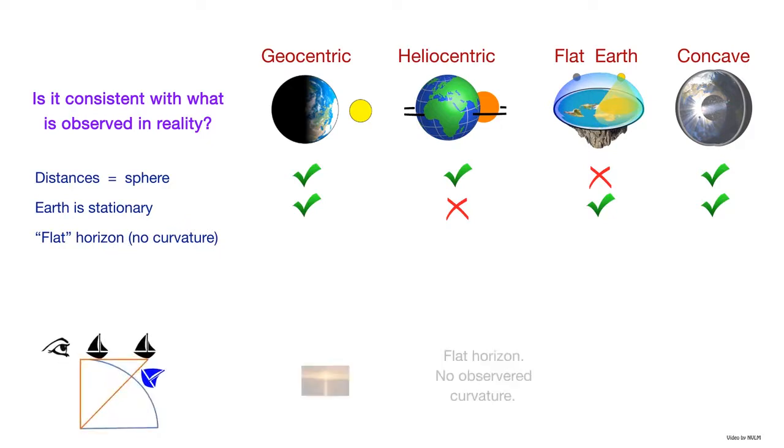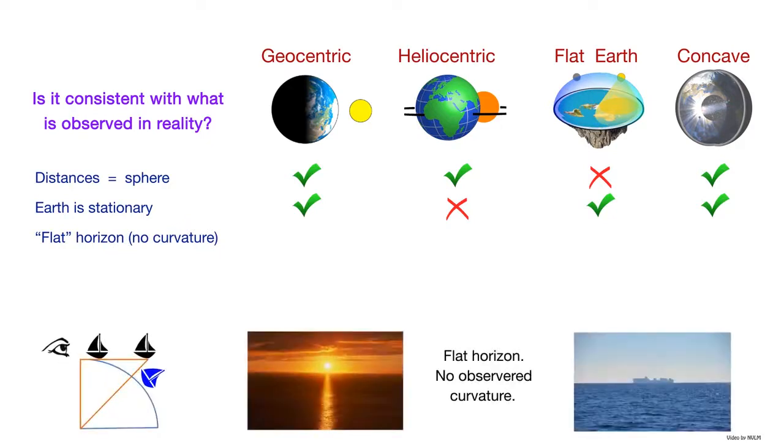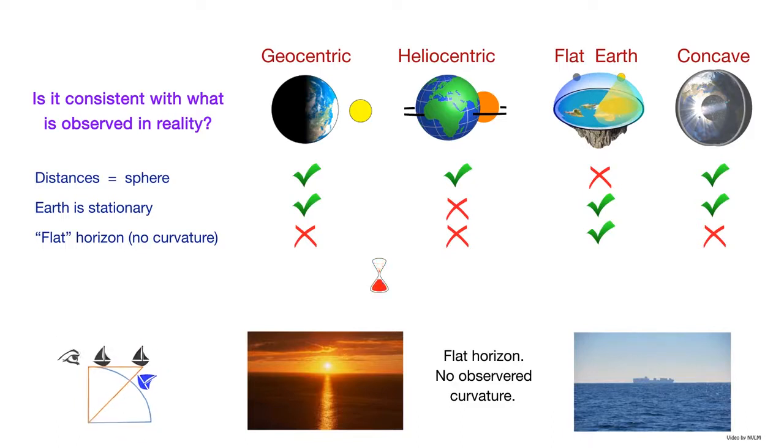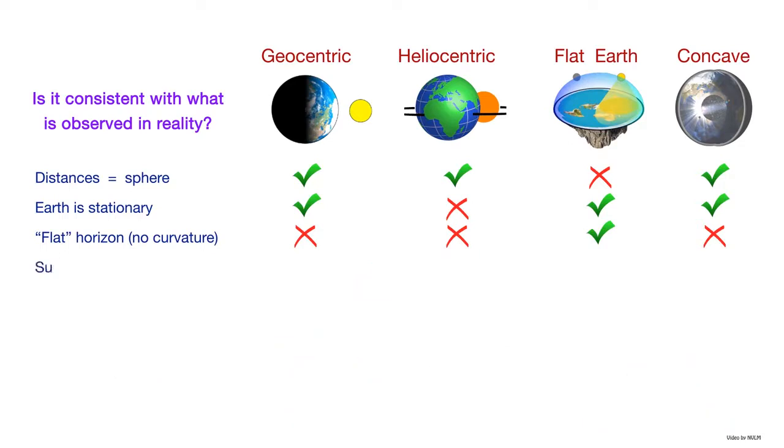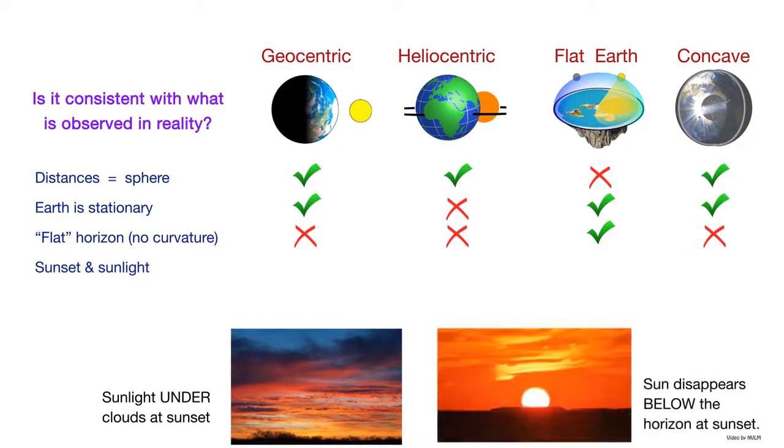The flat horizon and the lack of any observed curvature on the Earth's surface is a conundrum. Only the flat Earth provides a simple explanation for this. Key aspects of how the sun and sunlight are seen from the Earth indicates that the Earth is a globe.